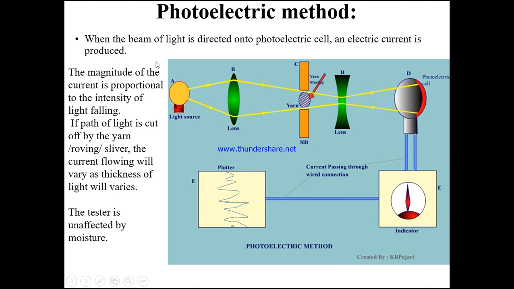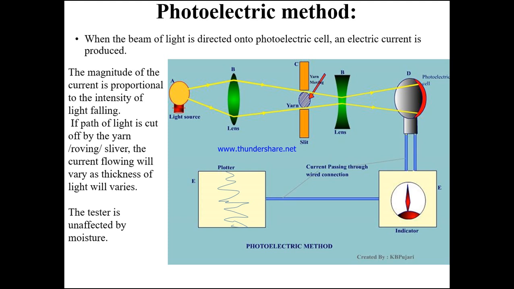When a beam of light is incident on a detector, an electric current is produced. If a textile yarn is present on the path of the incident beam, the yarn works as an obstacle to the propagation of the light beam. The light will not be able to reach the detector, and as a result the electric signal will be reduced.